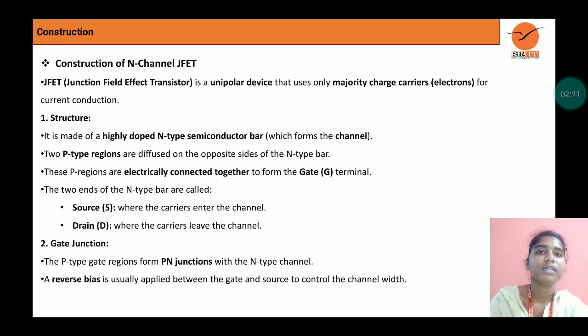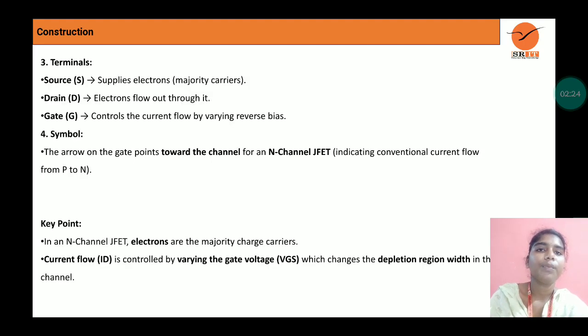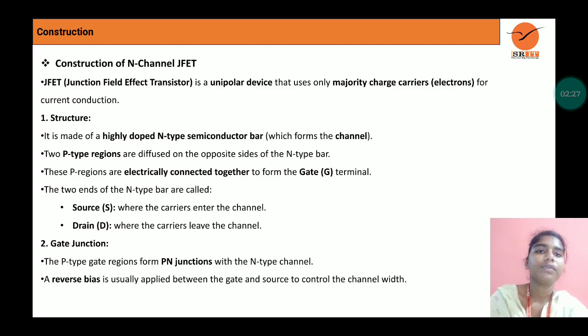Construction of N-channel JFET. A JFET is a unipolar device that uses only majority charge carriers for current conduction. First, the structure. It is made of a highly doped N-type semiconductor bar. Two P-type regions are diffused on the opposite sides of the N-type bar. These P regions are electrically connected together to form the gate terminal. The two ends of the N-type bar are called the source, where the carriers enter the channel, and the drain, where the carriers leave the channel.